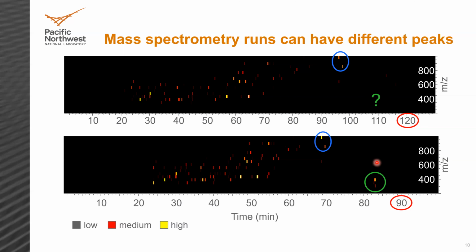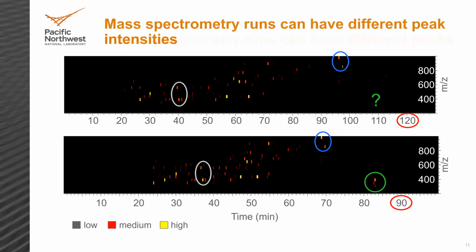You can also see that mass spectrometry runs have different numbers of peaks. There's a fair number of peaks in this bottom run that just do not exist in the top run. And finally, different runs can have different intensities. Looking at the top run, you see these three features within the white circle have middling intensity, but compared to the bottom run, you see that these features have much higher intensity.